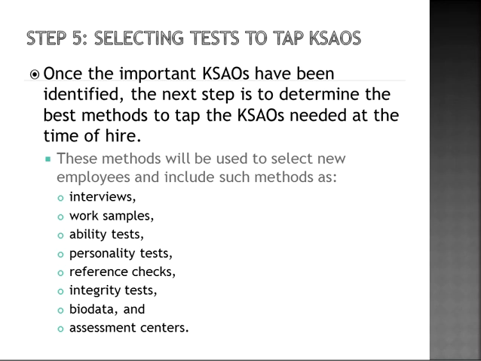So once the important KSAOs have been identified, the next step is to determine the best method to tap into the KSAOs needed at the time of hire. These methods will be used to select new employees and include such methods as interviews, work samples, where you get someone who's trying to get a particular type of job, you give them some work to do, which is prototypical of that type of job.